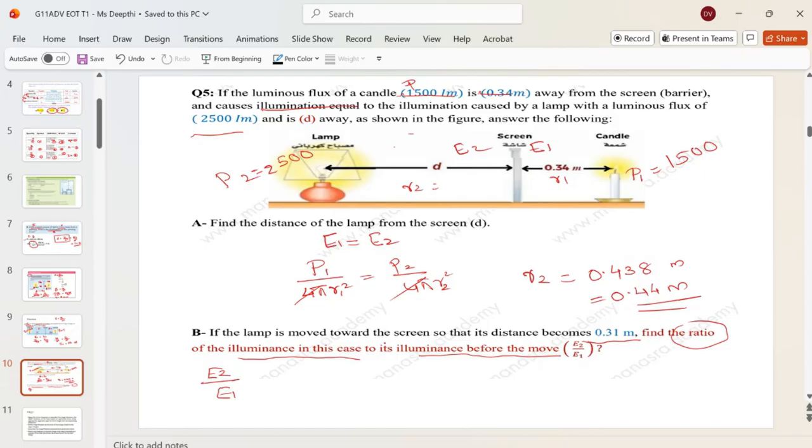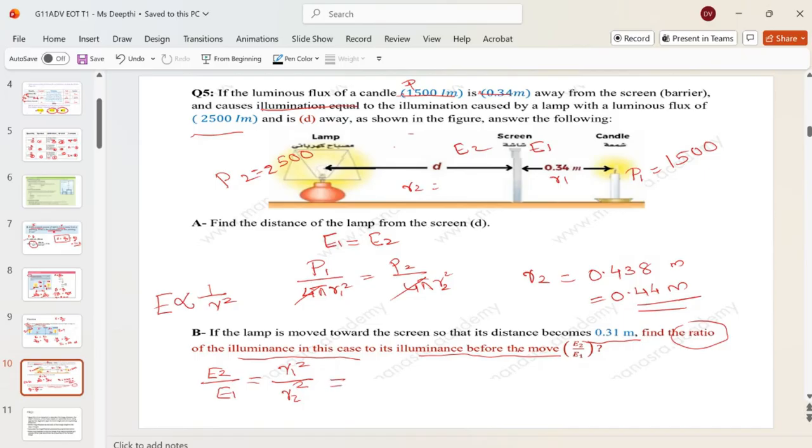Illuminance is inversely proportional to the distance square. So if you want the formula between illuminance and distances, E is directly proportional to 1 by R square. So if you want to find E2 by E1, you have to put the opposite. So E2 is inversely proportional to its distance square. So R2 square will come here. And R1, the E1 is down. So R1 square will come to the top. Okay, this is how you can find the ratio easily.